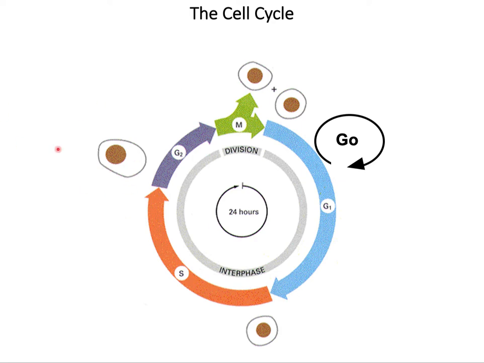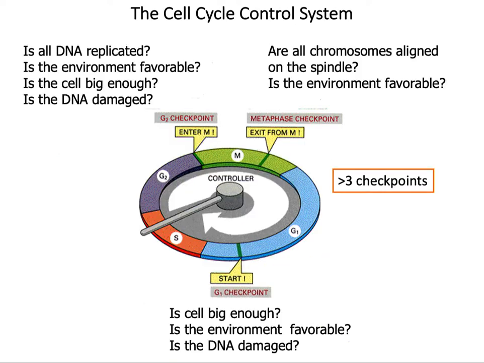And we are going to look at this elaborate and biochemical control system that regulates the process of the cell through the cycle. What is interesting about the cell cycle control system is that there are a series of checkpoints along the cell cycle that ask questions about the environment and condition of the DNA in the cell. For example, there is a G1 checkpoint just before entry to the S phase that asks, is the cell big enough? Is the environment favorable? Is the DNA damaged?